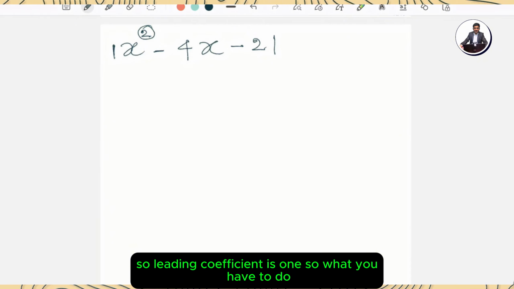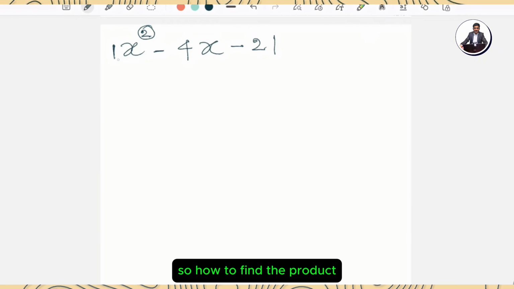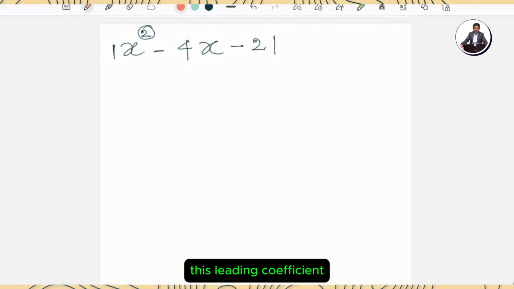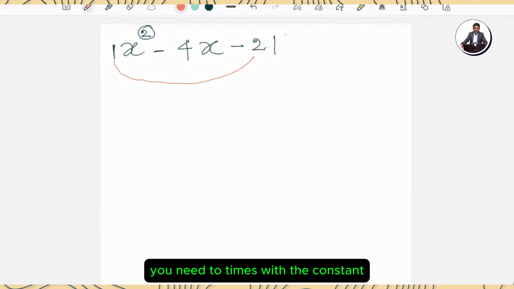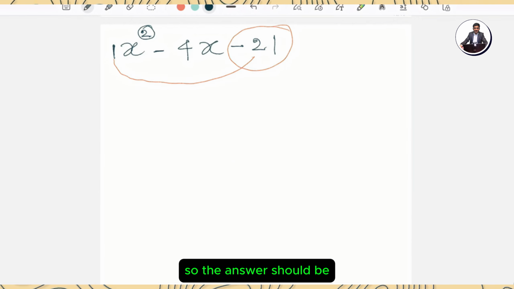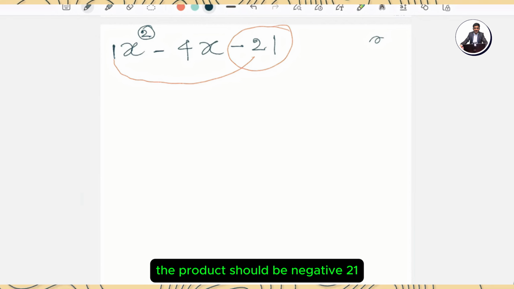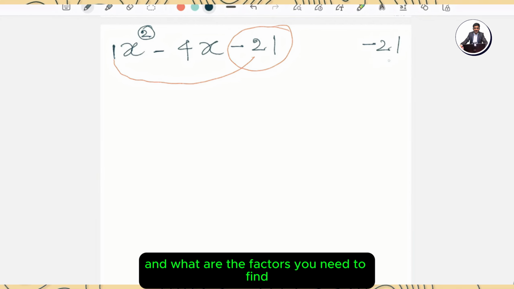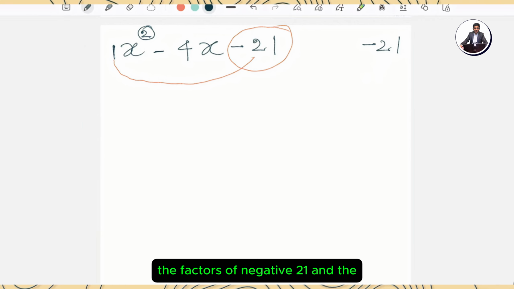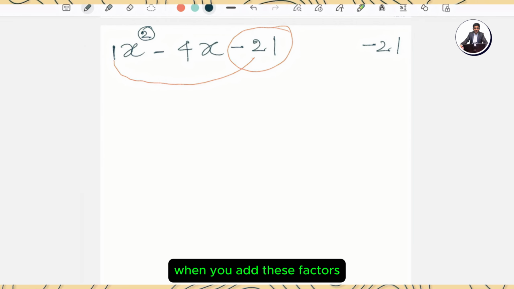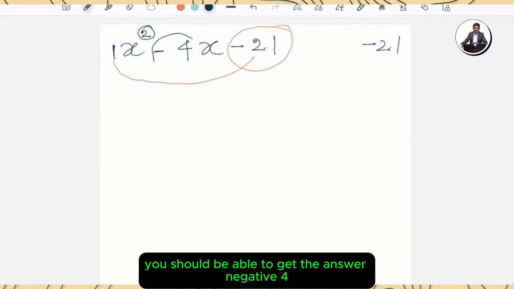So what you have to do, you have to find the product. So how to find the product? This leading coefficient you need to multiply with the constant. So the product should be negative 21. And what are the factors? You need to find the factors of negative 21. And when you add these factors, you should get negative 4.